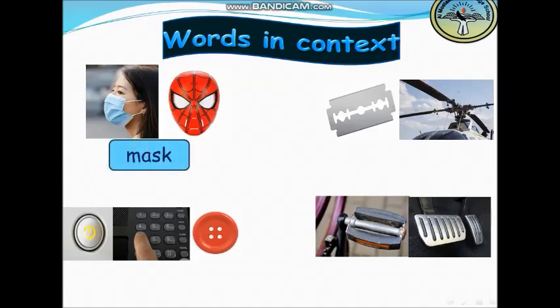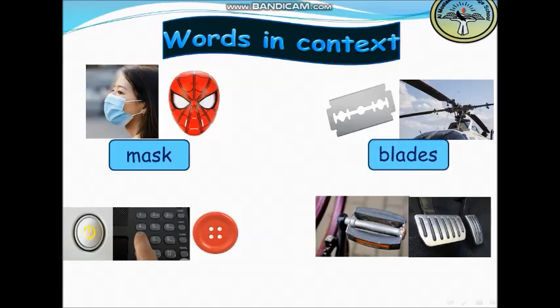Okay, now we have the word blade. It may mean the parts above the helicopter which spin around and around. They spin very quickly above the helicopter. Or they mean the razors that some men use to shave their chins or their mustache. So those two pictures are blades.